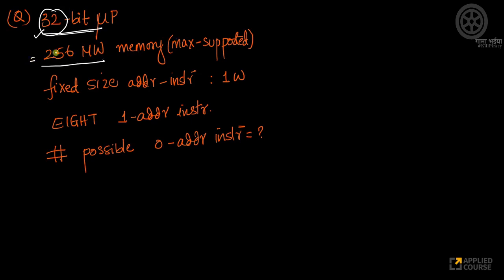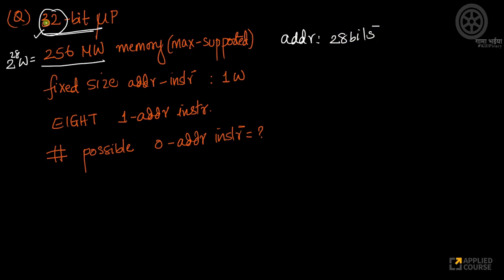So what is this? 256 is 2 power 8, and mega is 2 power 20. So 2 power 28 words is what we have, which means the size of the address. This is the maximum supported memory, so if I have 2 power 28 words that I can address, what is the size of the address? The address size is 28 bits. Very simple. Now it says this microprocessor has fixed size address instructions of 1 word.